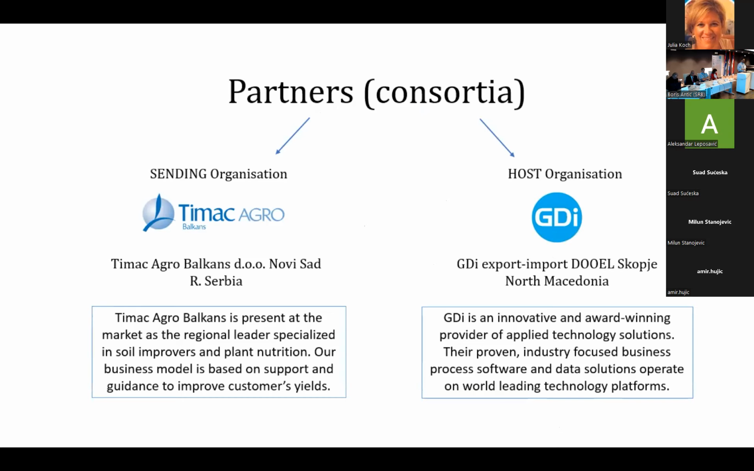We are actually the leader and experts in the plant nutrition segment of agriculture production. We are part of a big story on the global level, but in Serbia we do the job as specialists in soil improvement and plant nutrition. So what is the idea?